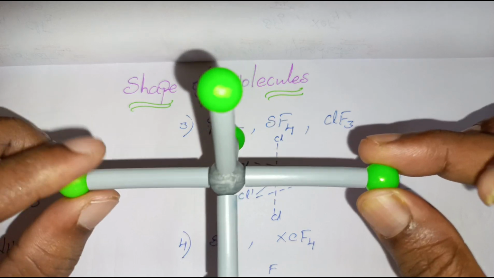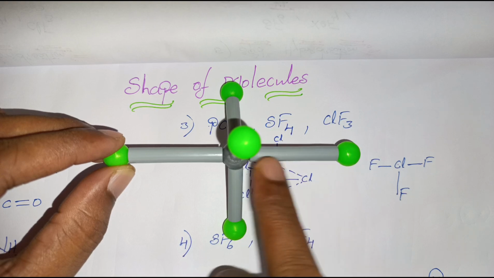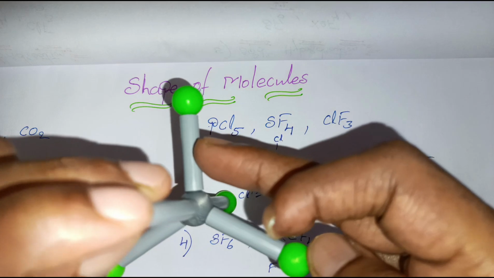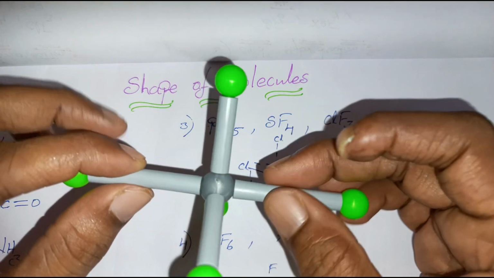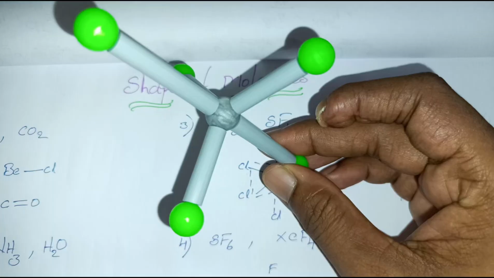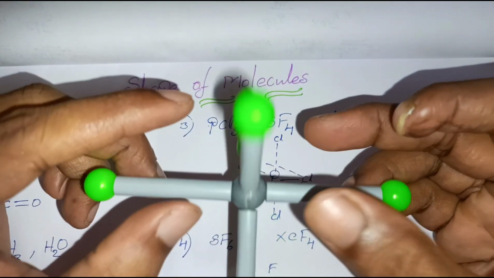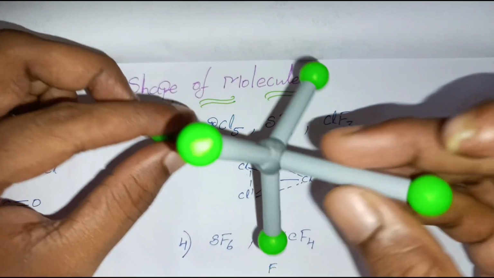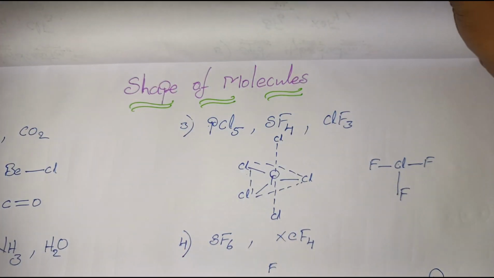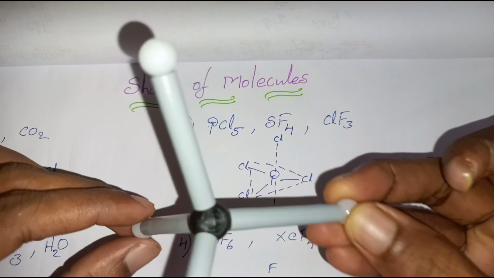So here one important point exists in PCl5. Observe here, this bond looks like a longer bond, while these bonds look like shorter bonds. Here these are axial bonds, and these are equatorial bonds. In the PCl5 molecule, these three bonds are equatorial bonds, and these two bonds are axial bonds. So axial bonds are longer bonds and equatorial bonds are shorter bonds. This is PCl5.